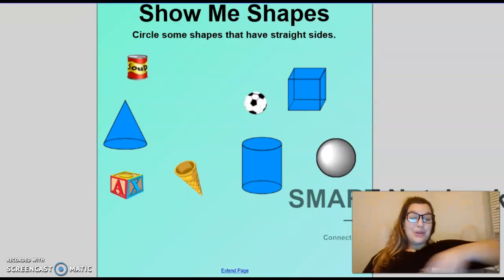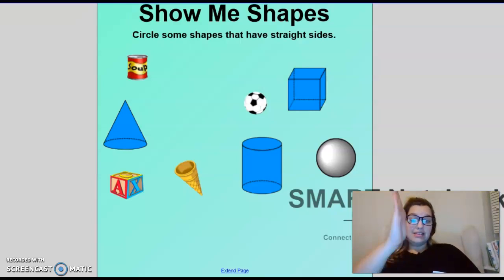Okay? I want you to go ahead and pause me, look at the shapes, and figure out what shapes have straight lines, up and down or side to side. Then, when you're all ready, come on back and we'll walk through this problem together. Alright, I am so excited you're back.